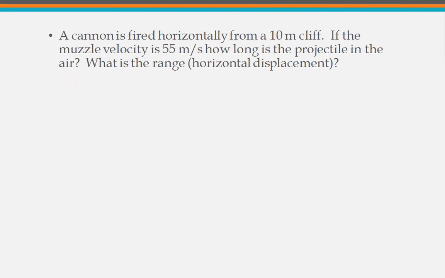So a cannon is fired horizontally. Right there, if you study, you're going to be like, okay, boom, horizontal projectile question. Then I can go like this. Vyi is 0. What does that tell me? That the initial velocity vertically is 0. So that's something you can do as soon as you see that. From a 10-meter cliff, so usually I just draw like a right angle like this. And this is 10.